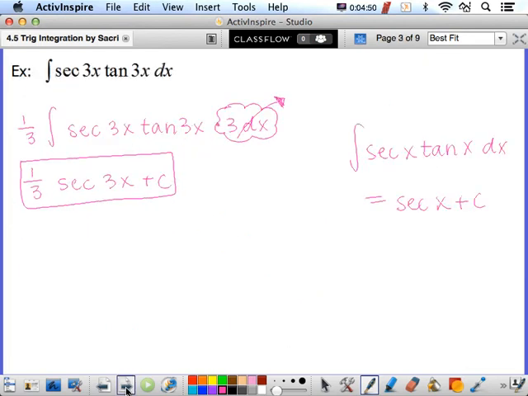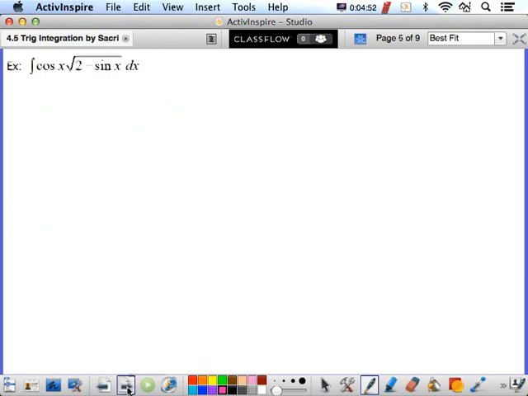So we'll look at a new one, and I'll let you start on it and see how far you can get. We have the integral of cosine of x times the square root of 2 minus sine x with respect to x. So what's the first thing you're going to do? Change that to a parentheses to the 1/2 power. And then see if you can figure it out from there.